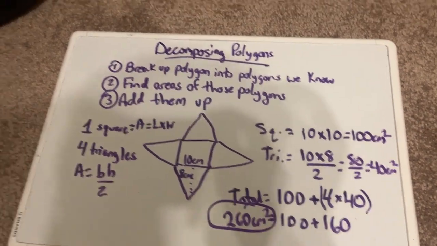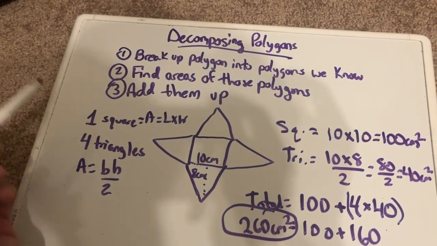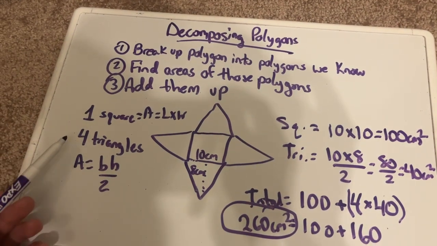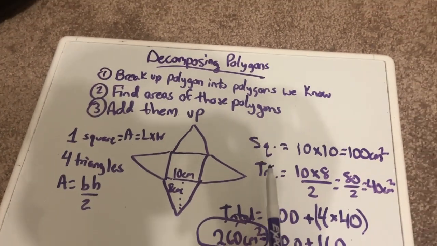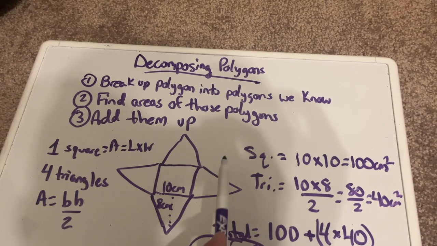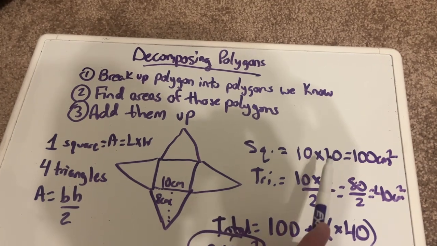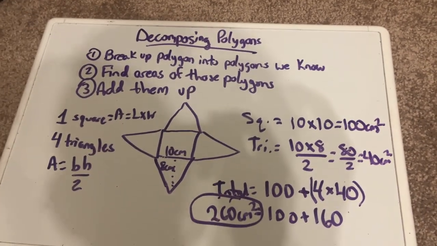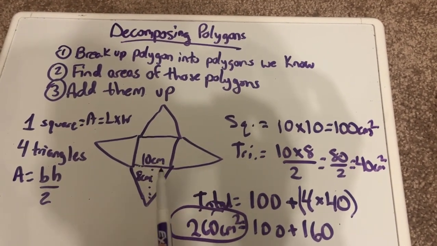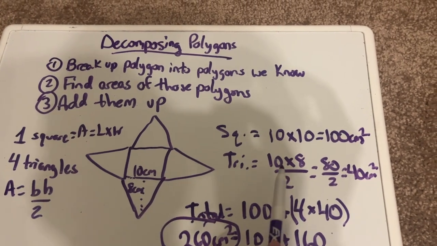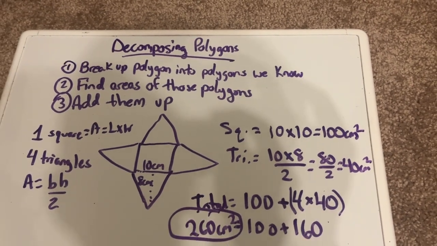So again, what we did was we took this irregular shape and we figured out, okay, what do we know? We know there's 1 square and 4 triangles, and we know the formulas for those areas. Then we actually solved for each of them. We know that for the square the length and the width are the same. So 10 times 10 is 100 centimeters squared. That's the area of the 1 square that we have. When we use the base of 10 and the height of the triangle, which is 8, base times height divided by 2 gives us 40 square centimeters.